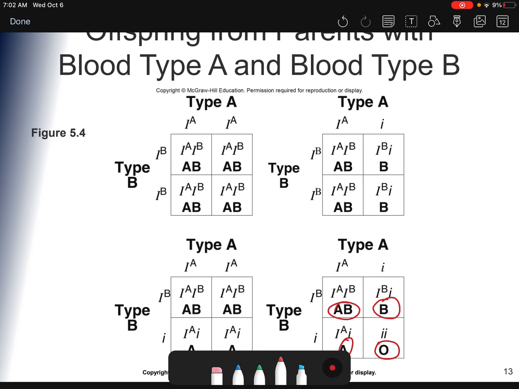Okay, so lots of different combinations. Notice we're still doing the same basic Punnett squares, it's just that there's more than just two alleles to choose from. All right.